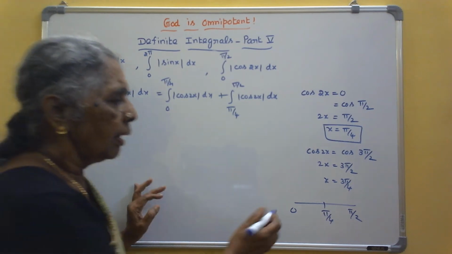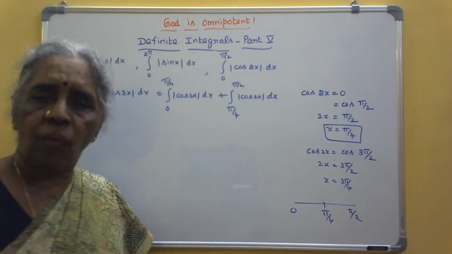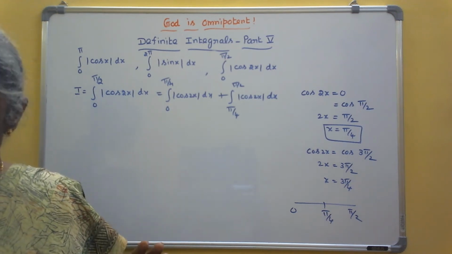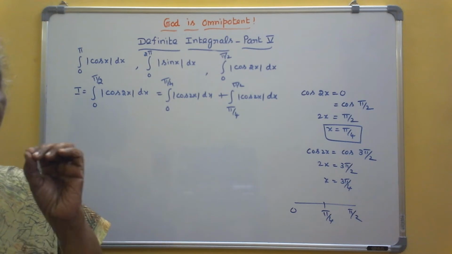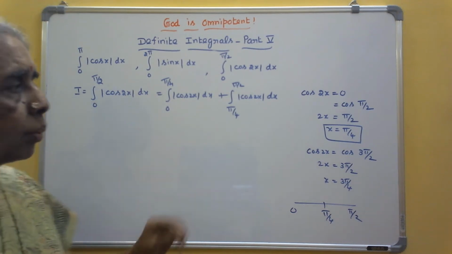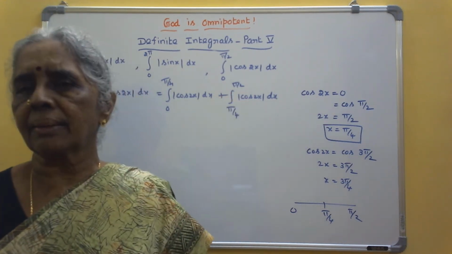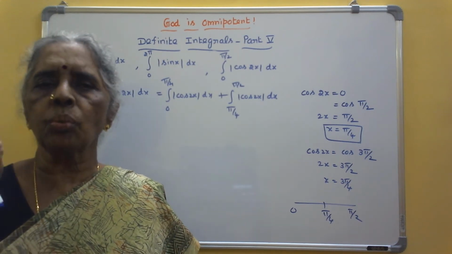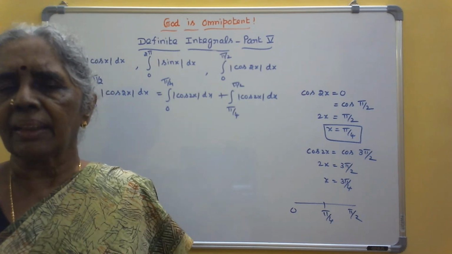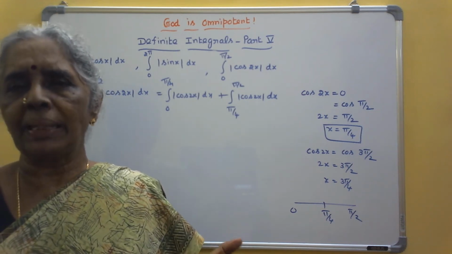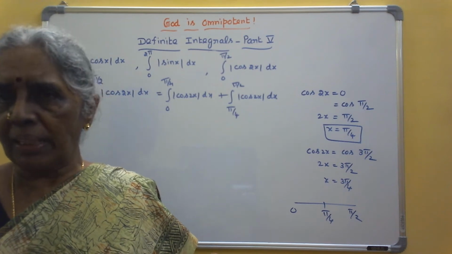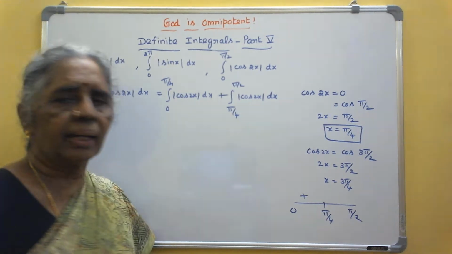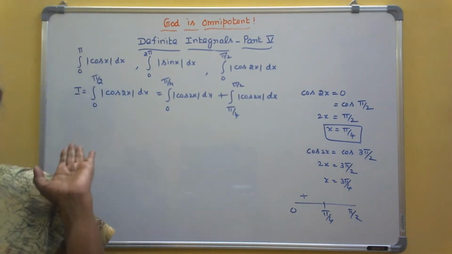Now, between this 0 to pi by 4, I can take the value pi by 6, correct? If I take pi by 6, what will happen now? You are having cos 2x. So, cos 2 into pi by 6 gives you cos pi by 3, that is cos 60. Pi by 3 belongs to the first quadrant. So definitely that is positive. So here in this interval, the mod cos 2x will be positive.